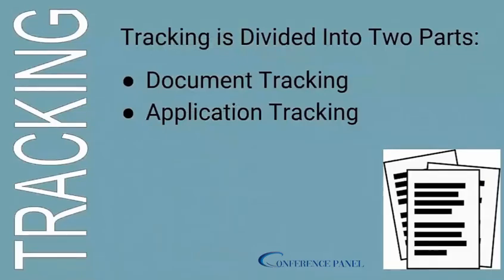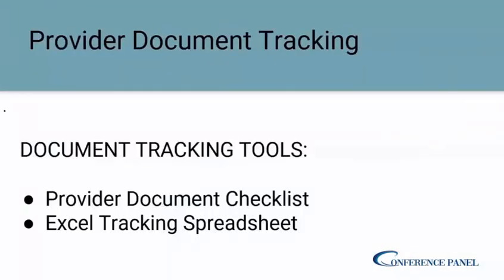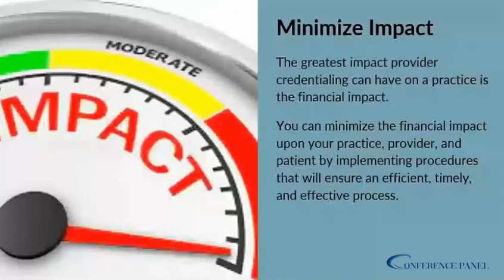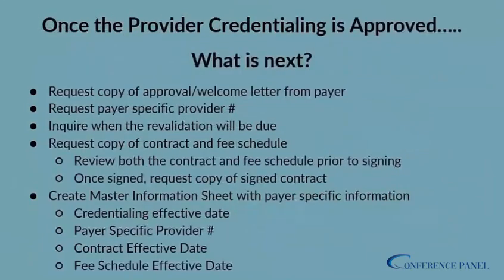Tracking is divided into 2 parts, document tracking and application tracking. So, the provider document tracking tools. Getting close to the end of this, communication. The biggest thing is to try to minimize the impact, the financial impact, that credentialing can have on your practice. Some of the steps that you can take. So once the provider is credentialed and approved, what is next?